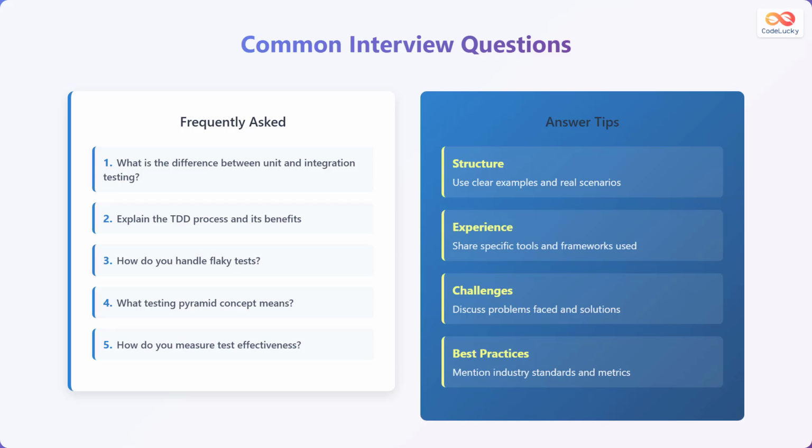Handling flaky tests is another frequent topic. These are tests that sometimes pass and sometimes fail, requiring investigation and stabilization. The testing pyramid concept describes having more unit tests at the base, fewer integration tests in the middle, and minimal end-to-end tests at the top. Measuring test effectiveness involves metrics like code coverage, defect detection rate, and test execution time.